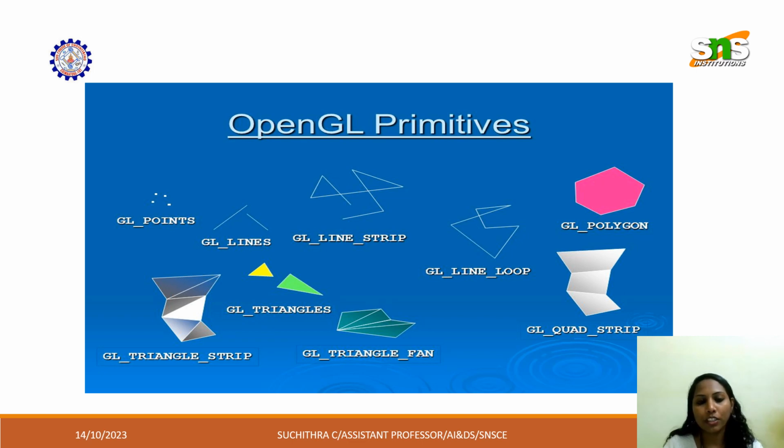Next, we are going to see what the primitives are. I already told you the primitives come under points, lines, and polygons, which are the geometric primitives. We will see the primitives given here: GL_POINTS, GL_LINES, GL_LINE_STRIP, GL_LINE_LOOP, GL_POLYGON, GL_QUAD_STRIP, GL_TRIANGLE_FAN, GL_TRIANGLES, GL_TRIANGLE_STRIP.